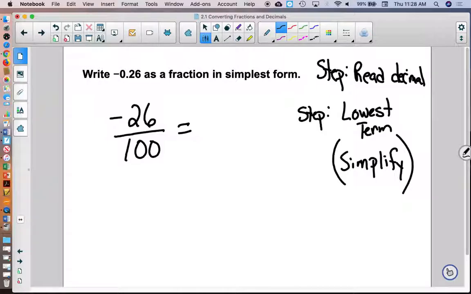All right. Is that in lowest terms? No. What do I do with this? What am I going to do, Justin?